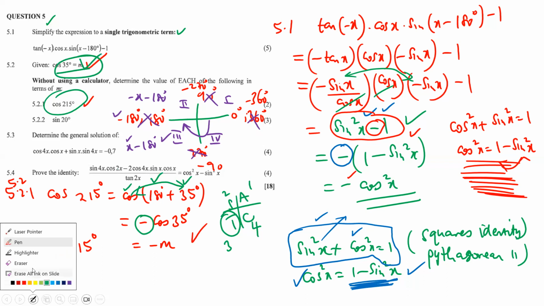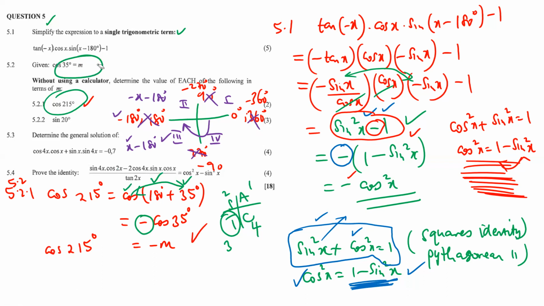Right, so we can see that cosine 35 is equal to m. So in the place of cosine 35 we can put m, so it is minus m. So cosine 215 is just minus m. Okay, we move on to 5.2.2, which is what I was doing.